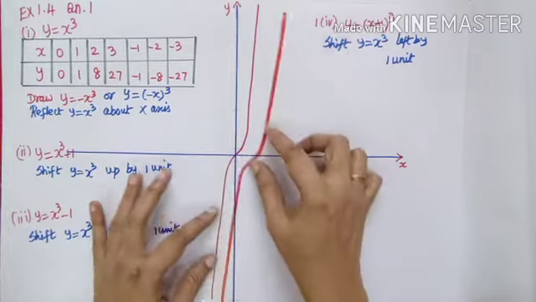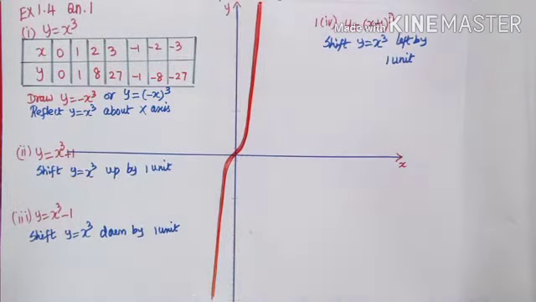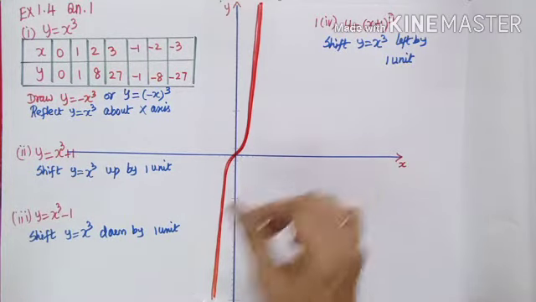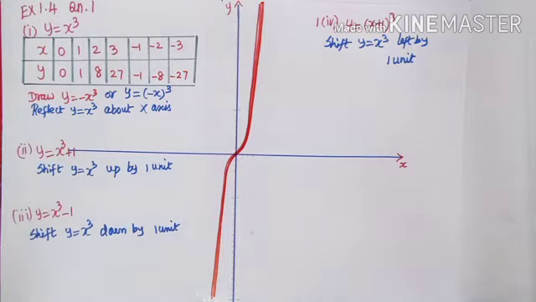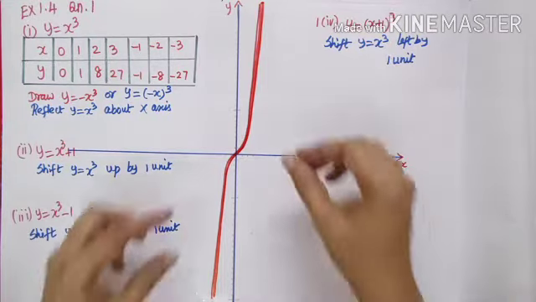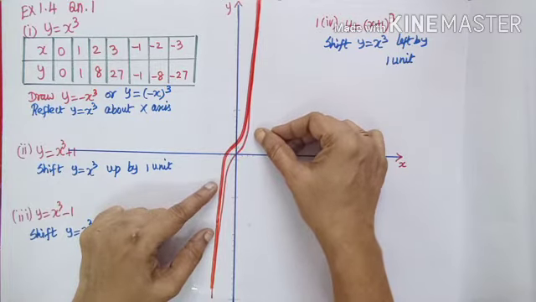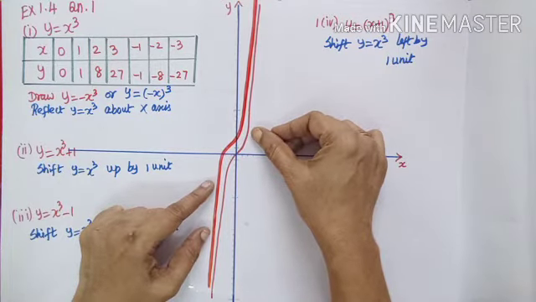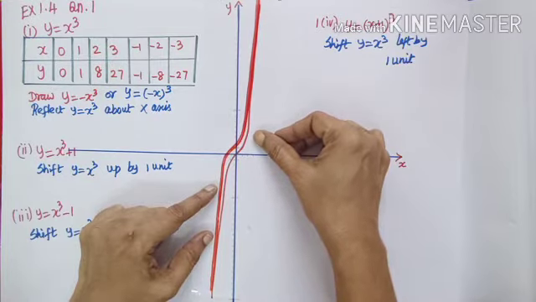Now, coming back to the question. This is y equals x cube. What I want is y equals x cube plus 1. What do you mean by plus 1? The diagram shifts up by 1 unit. So, it will be like this way. Shifts up by 1 unit. So, this is my original diagram. Shifts up by 1 unit. So, it will be like this way.